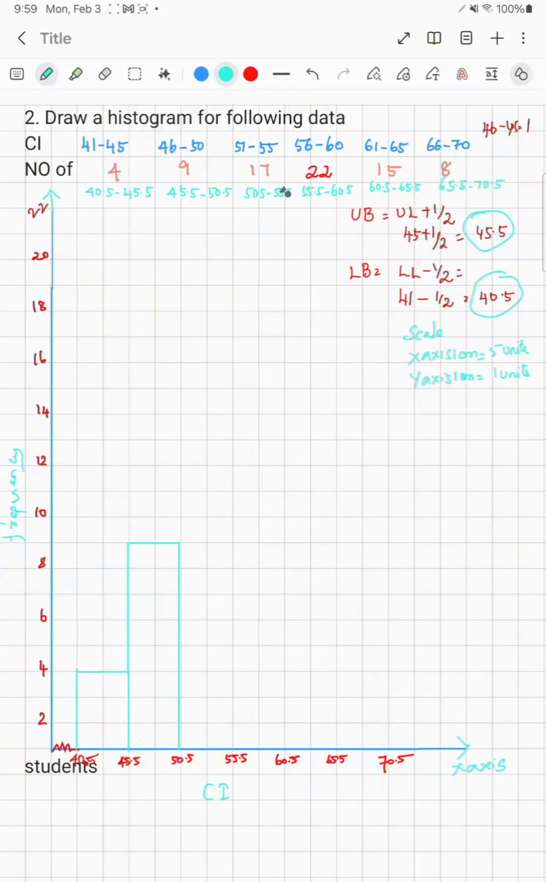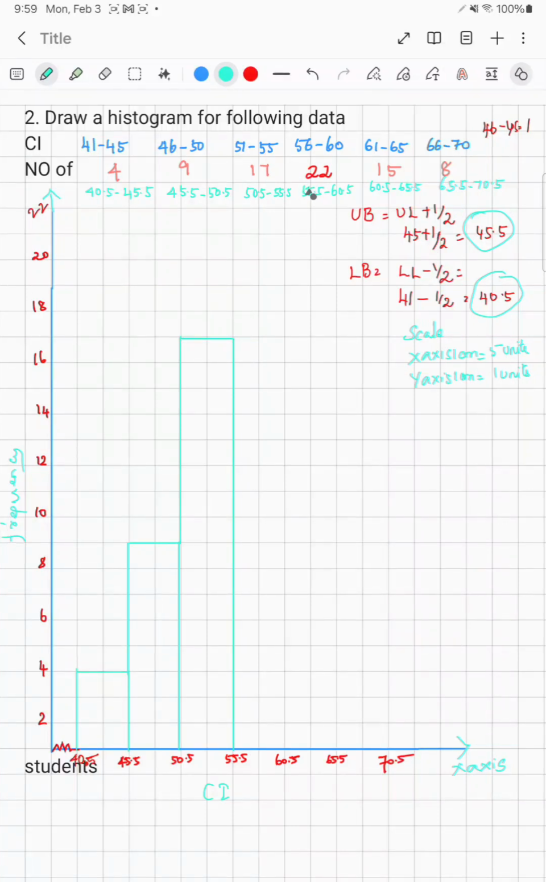Next one 50.5 to 55.5 and the frequency for this class interval is 17. It is here. So start from here and draw a line until 17. Then from 55.5 draw a line until 17. Now join and close the rectangle. Okay, this part is completed.